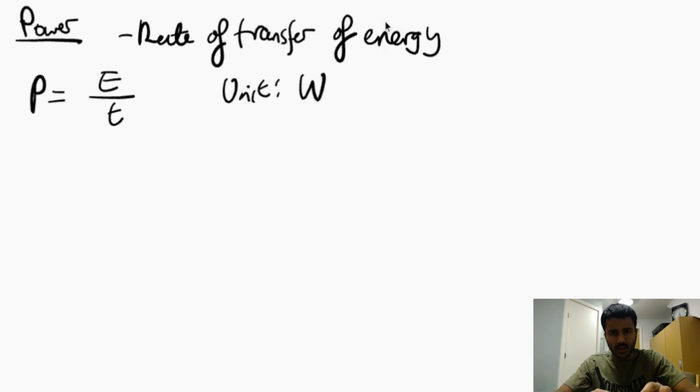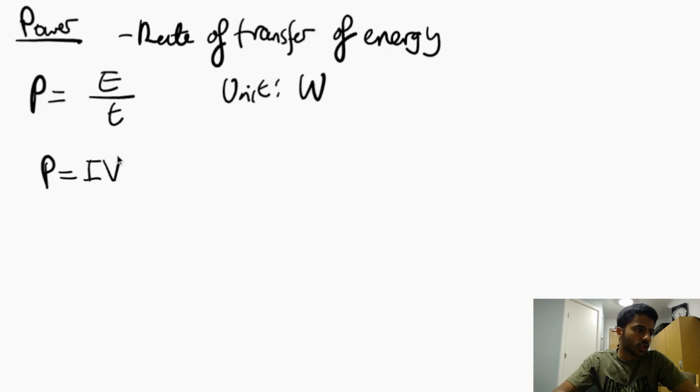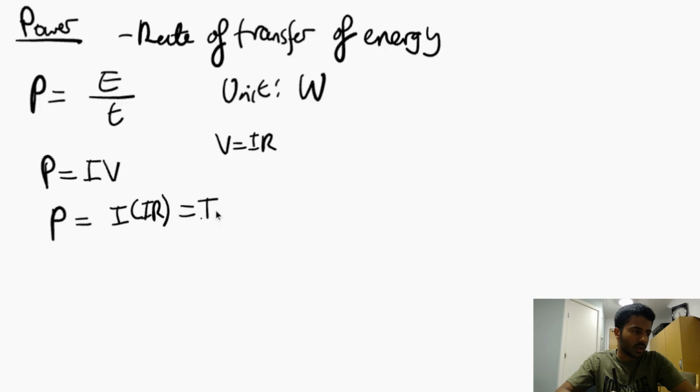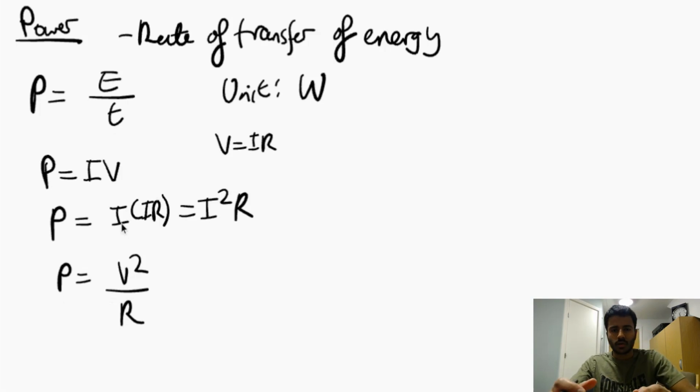Now there are three equations that you need to know for power. The main one is P equals IV, and the other two can be formulated by substituting in V equals IR into this equation. So if you were to say V is equal to IR and then sub in for V, we would get P is equal to I times IR, which is therefore I squared R. And if you were to rearrange and sub it in for I, you'd get P is equal to V squared over R. So those are your four power equations.